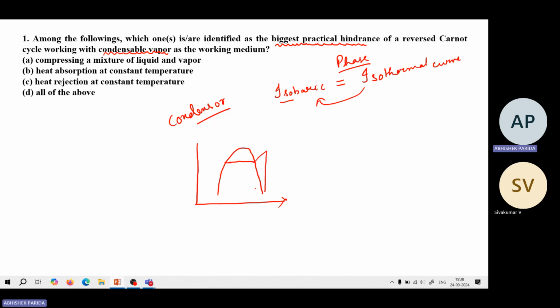Because we are handling superheated vapor, you will find it mostly takes place at a constant pressure. And heat rejection at constant temperature, whether you refer to it as a vapor compression cycle or a reverse Carnot cycle, in both cases it is at constant temperature, because we are not going outside of this curve. Thus the curve will always be isothermal or isobaric, it doesn't matter. So the correct answer is option A, compressing a mixture of liquid and vapor. Okay, got it? Yes, sir.